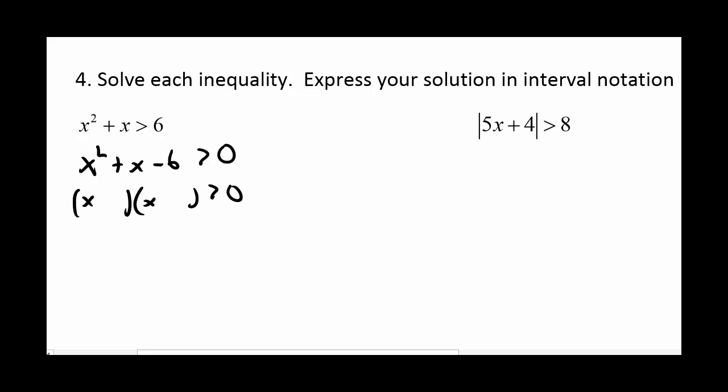So that's x and x, 3 and 2. I want the plus there and the 2 to be minus. And then this is where I want to solve for x. So I get 2 and negative 3.